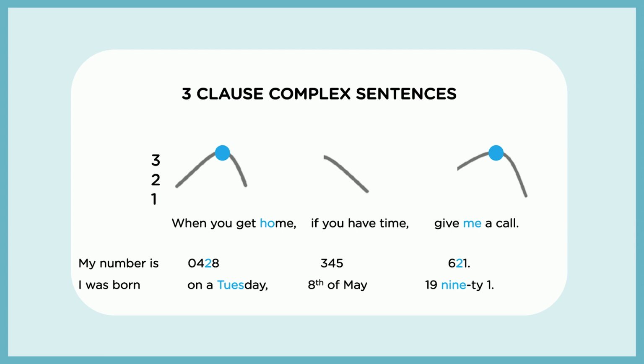These are the rules for the 3-clause sentences. By the way, this is really handy for phone numbers too. Follows the same pattern. So for a 3-clause sentence: when you get home, if you have time, give me a call. For our phone number: my number is 0428 345 621. And then last one. Ready? I was born on a Tuesday, 8th of May, 1991. Lovely. Although the last one, try lifting up that 90 a bit higher. 1991. Magic, you've got it.